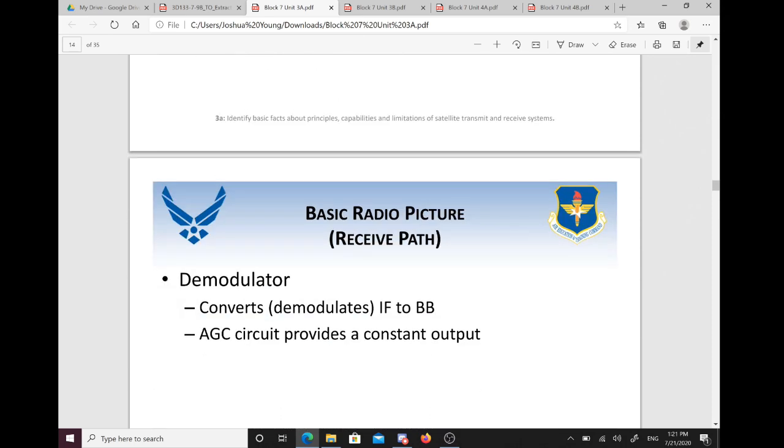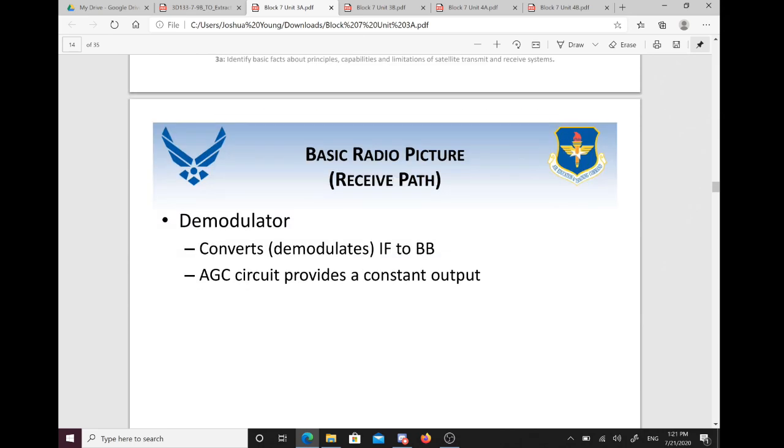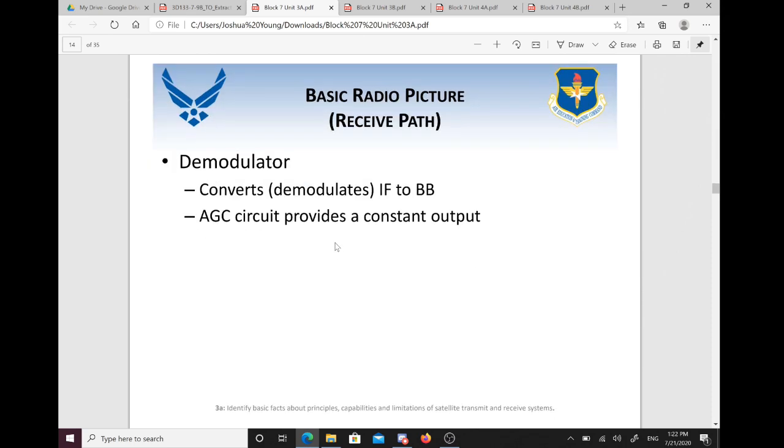After we've down converted that RF signal to an IF signal, the IF signal is then received by your demodulator, which demodulates your IF frequency back down to baseband. And your automatic gain control circuit provides constant output. So does anybody remember, or have you ever talked about, what automatic gain control represents?